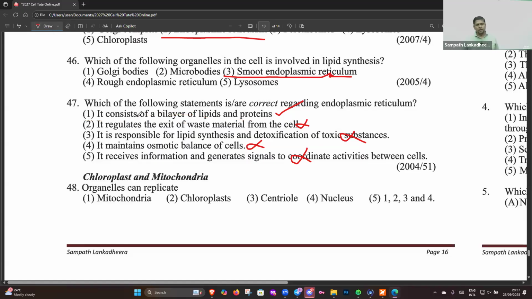It consists of a bilayer of lipids and proteins. Bilayer. Responsible for lipid synthesis and detoxification. The answer has to be between these two. Bilayer of lipids. Now, the cell membrane or the membrane of organelles, they have a lipid bilayer. Lipids and proteins. Doubtful. Right? Doubtful, but I can take the first one as the answer.